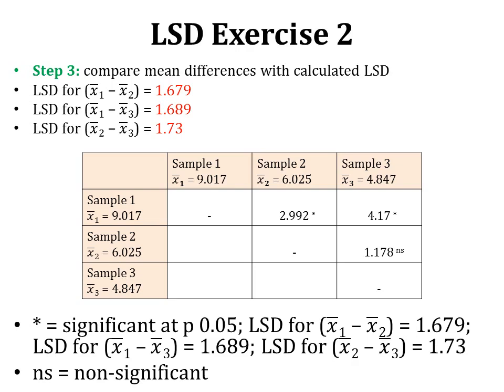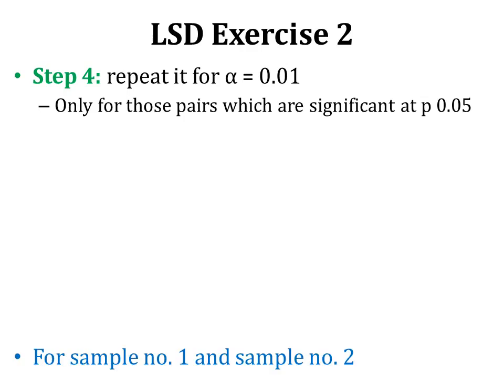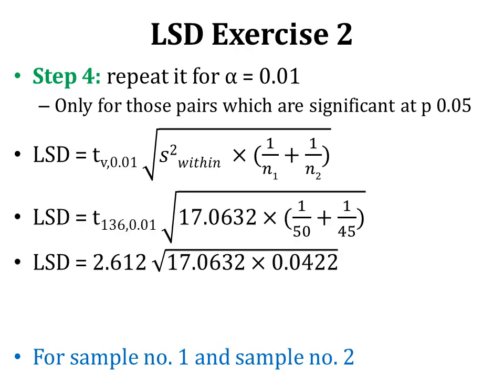Now we have to repeat LSD analysis at 0.01 significance level, but are we going to do that for all of these 3 pairs? No, we are going to do that only for the 2 pairs which are significant at this level. So we are going to repeat it at 0.01 only for those pairs which are significant at 0.05 probability. And the first pair that we have here is sample number 1 and 2, which were significant at 0.05. So we are going to calculate their LSD at 0.01.